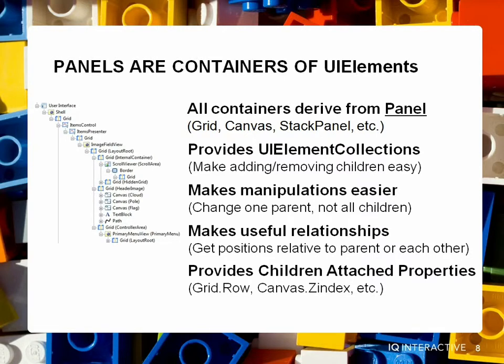One caveat to that is this canvas.zindex. Z-index is front to back, as far as the positioning of what order things are rendered. The Z-index is technically canvas.zindex, but you can actually make use of that property for any container. So if you have 5 objects inside of a grid, you can adjust the canvas.zindex, even though it's in a grid, and affect what order the items are drawn or how they're stacked on top of each other. But technically it's still an attached property.